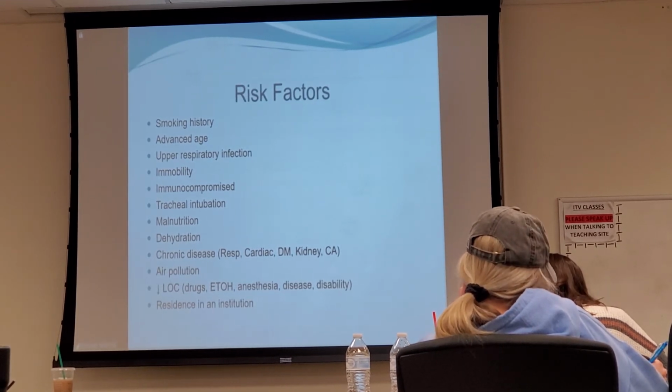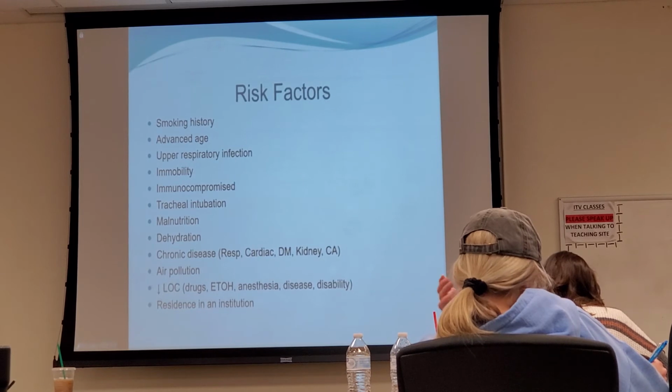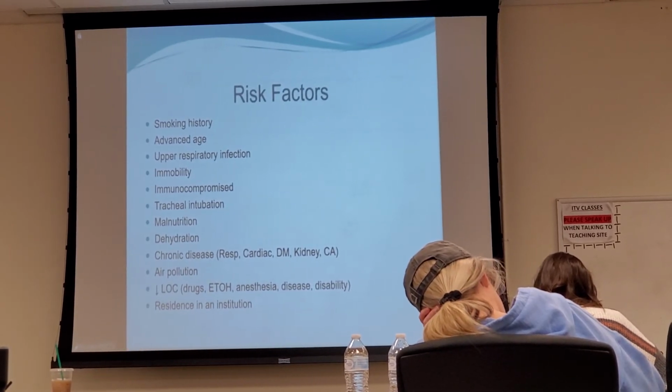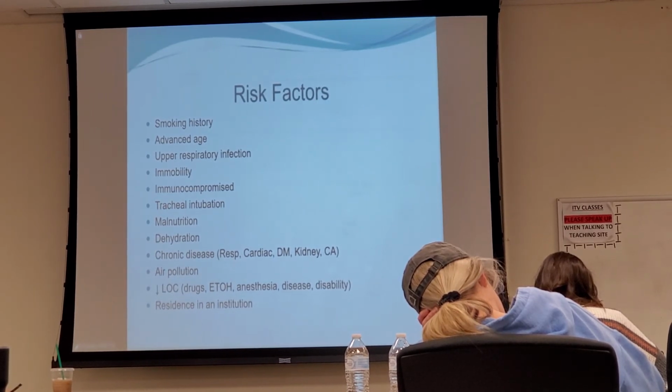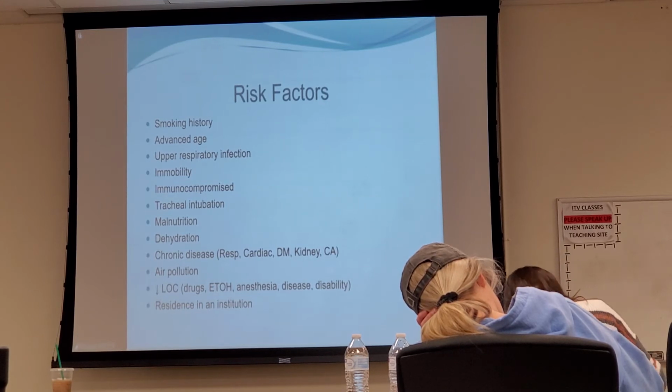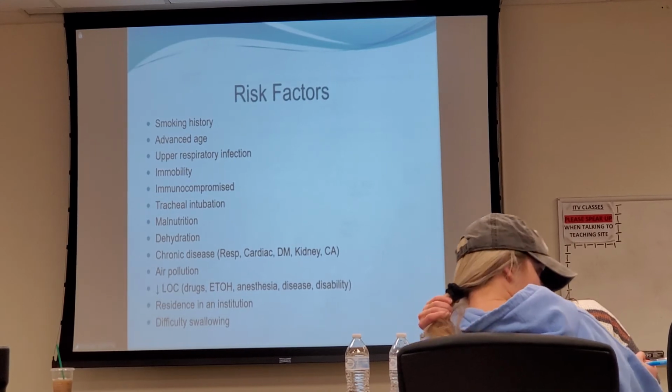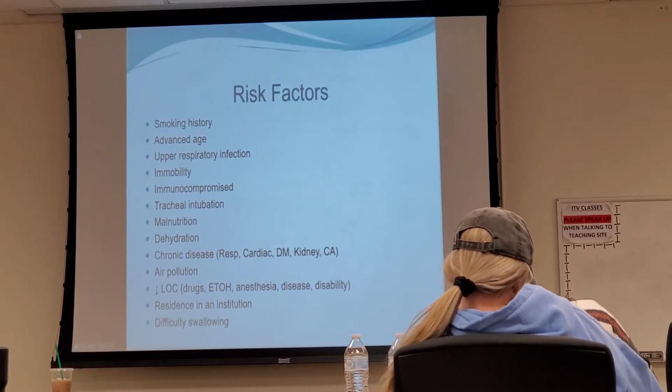Residents in an institution, because infectious agents very easily spread from person to person in close proximity, that puts those people at risk as well. So that includes things like nursing homes, but it also includes things like prisons. And then lastly, the difficulty swallowing that I mentioned for an aspiration pneumonia.